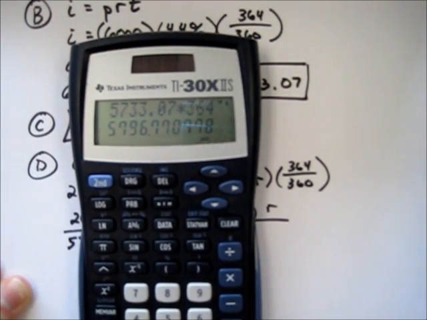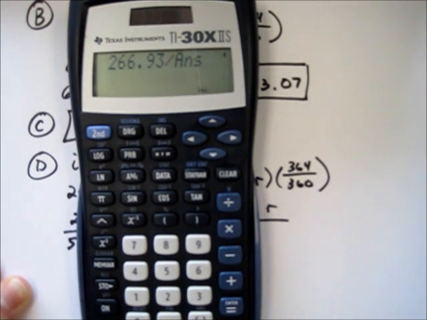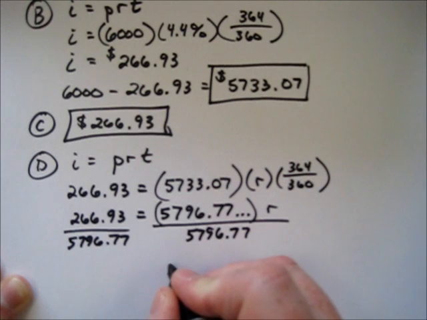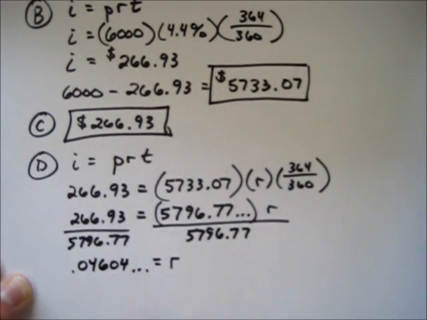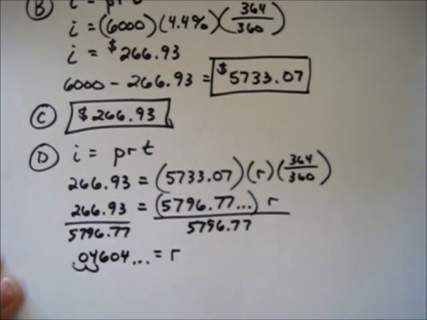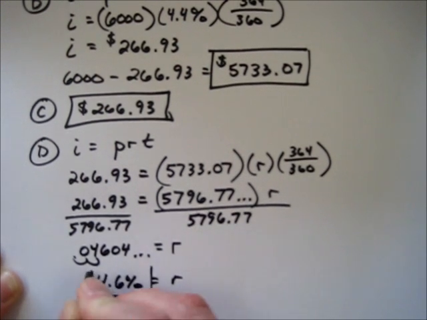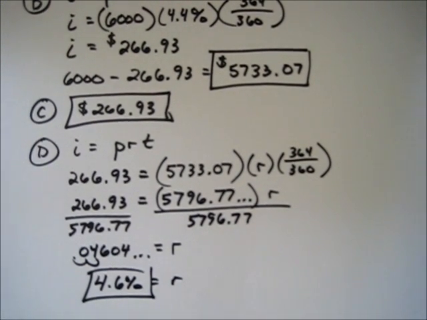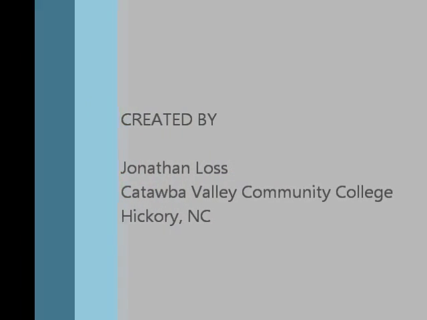I want to divide 266.93 by that answer. So I'm going to use second negative sign to divide by my answer, and I get 0.04604. So let's write that down. R equals 0.04604, some other stuff. This is an interest rate, so move the decimal 2 places, and we'll get 4.6% is the actual rate of interest that the government experienced on this discount note. So that's how you do discount notes.